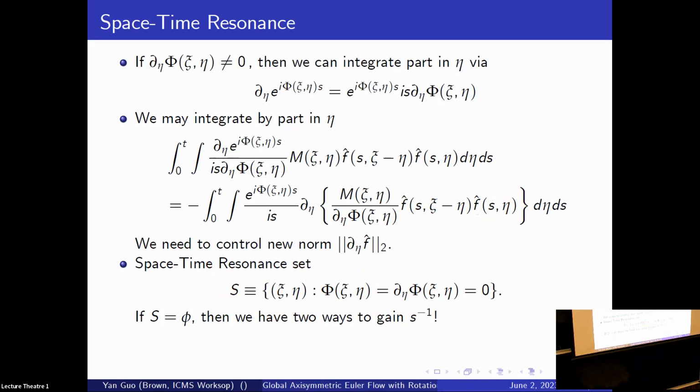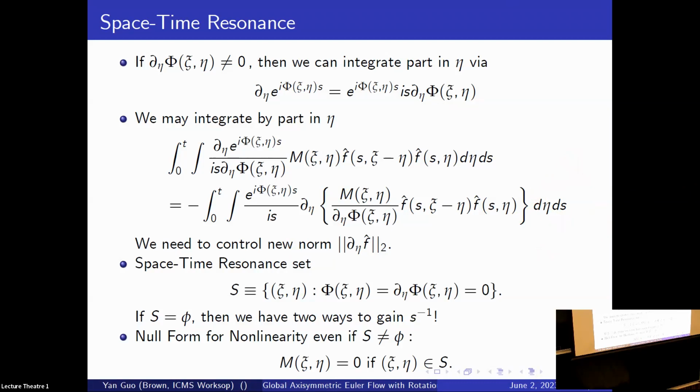So if we call this set the space-time resonance set, and if the space-time resonance set is empty, then we're in good shape. In some way, we can always have a mechanism to beat the 0 to t integration. Otherwise, it's difficult.